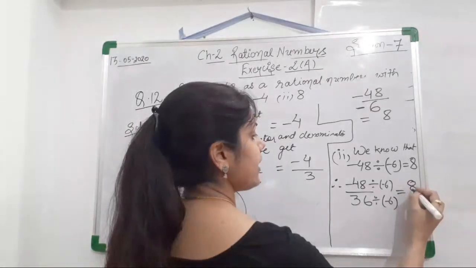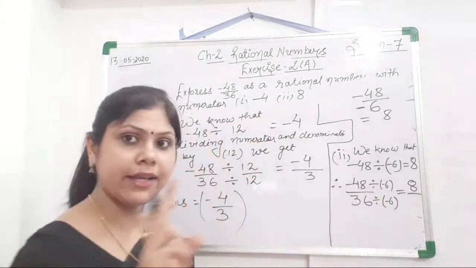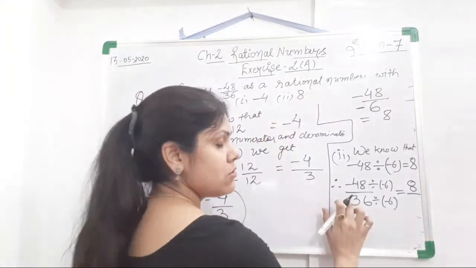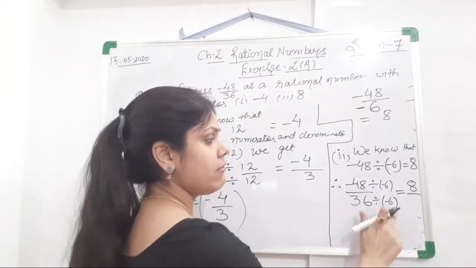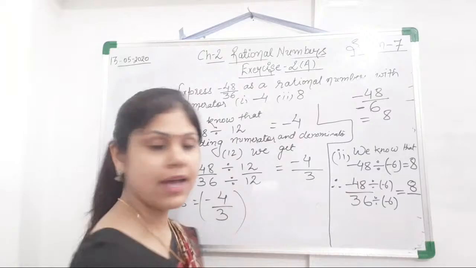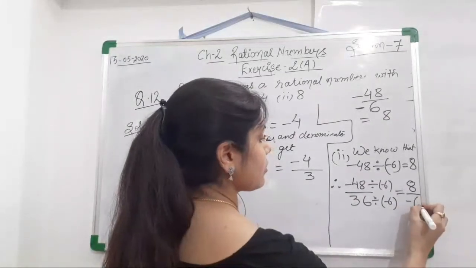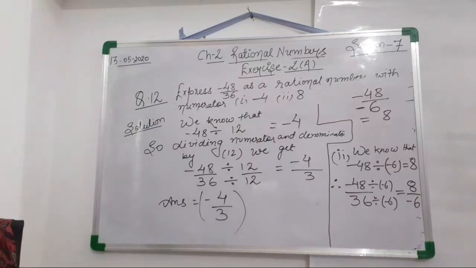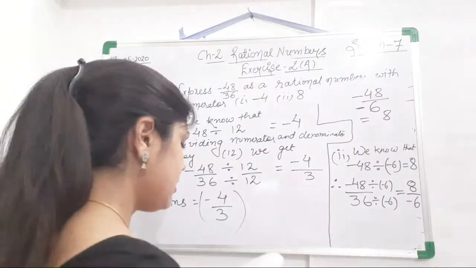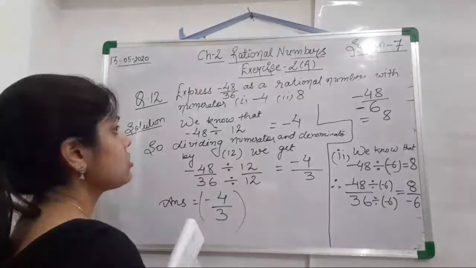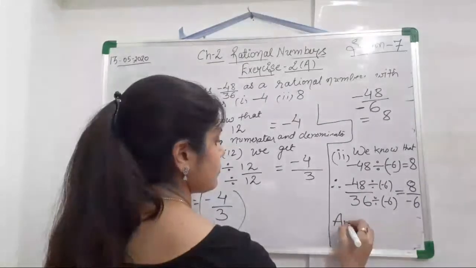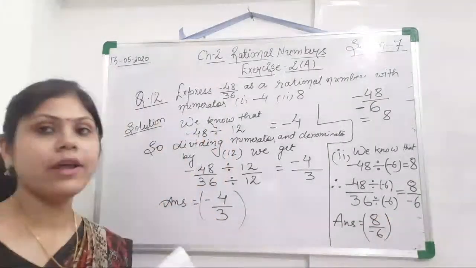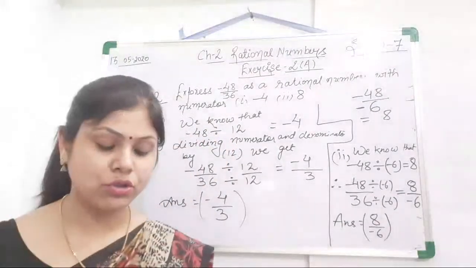6 8s are 48, and because both the numbers contain a negative sign, your answer will be positive only. And in the denominator, 36 is positive and 6 is negative, so that means you will get the answer 8 upon minus 6. So your answer will be 8 upon minus 6. So this was the 12th question. This is your answer.